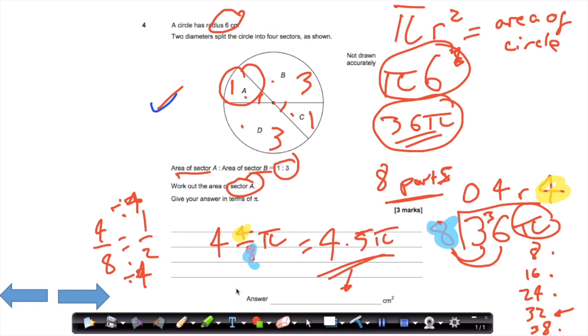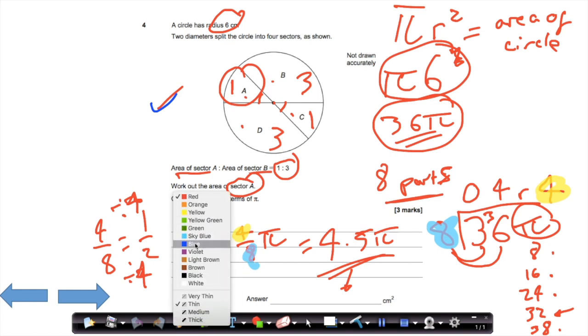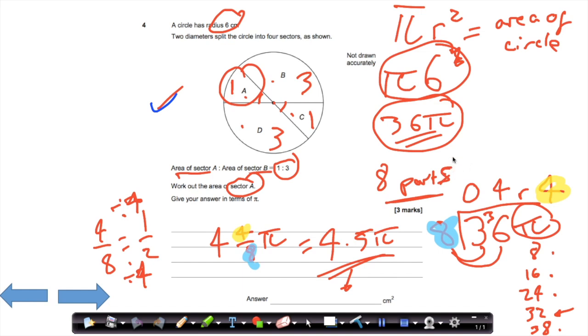Breakdown of the marks. We've given you the first one up there. For finding that it is 36 pi divided by 8 is your second mark, and your third mark is for putting something like 4.5 pi or 4 and a half pi.